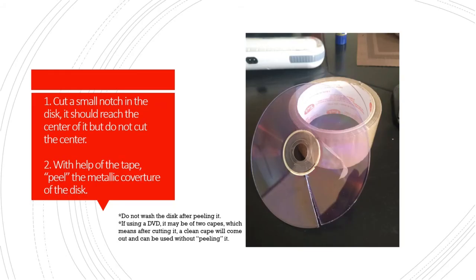The first thing I did was to cut a small notch in the disc. In this case I was using a DVD. The notch should reach the center of the disc, but it should not include the center. The second step was to peel the metallic coating of the disc. If you are using a DVD, it might have two layers, which means that if you cut this notch right here, the second layer might come out, and you can use the second layer without peeling it.